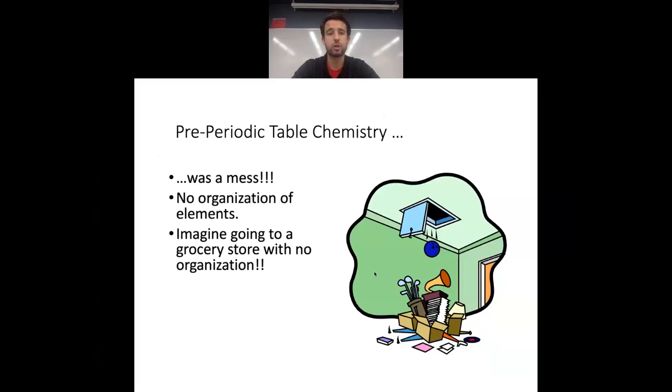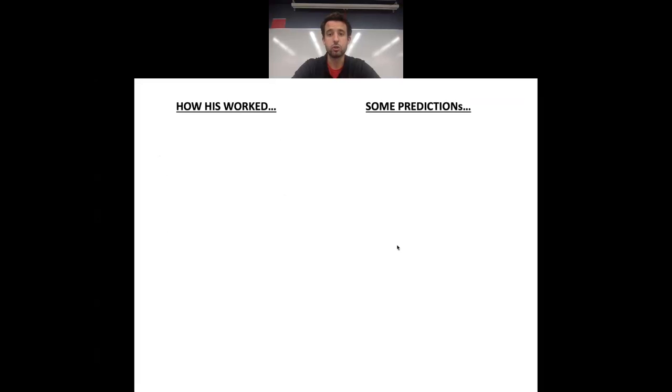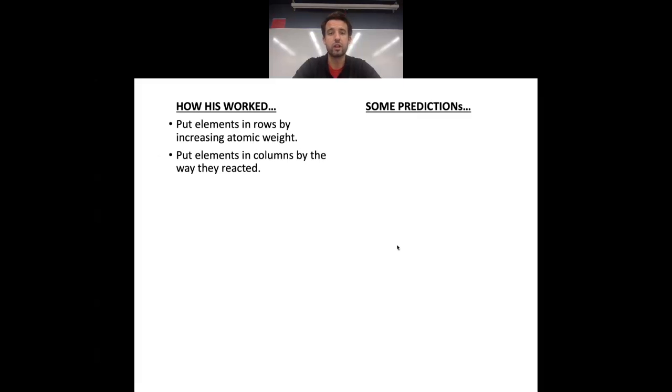So before the periodic table came around, there was pretty much no organization whatsoever. So if you wanted to know more about an element, you had to look it up somewhere, like an encyclopedia or something like that. Then came Dmitri Mendeleev, and his goal was to organize the periodic table a lot more. So here's what he did. He put elements in rows by increasing atomic weight. So that's protons and neutrons. And then he put elements in columns based on the way they reacted.